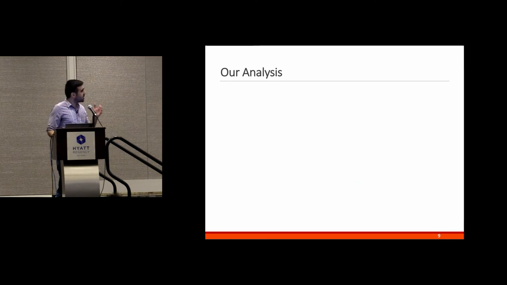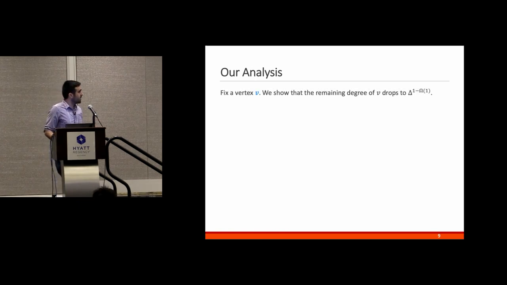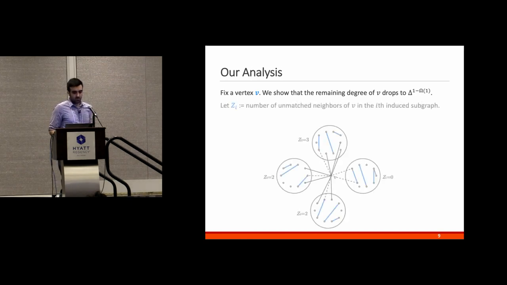With the time left, I would like to give you an overview of how we analyze the vertex degrees dropping after this random procedure. So more specifically, we show that for any vertex v in the graph, the remaining degree of v drops to strictly below, it's sublinear in delta. Okay, so if the maximum degree in the graph could be up to delta, the degree of this node v could be up to delta, but we argue that its remaining degree after this algorithm and a minor cleanup procedure goes down to delta to some constant smaller than one.